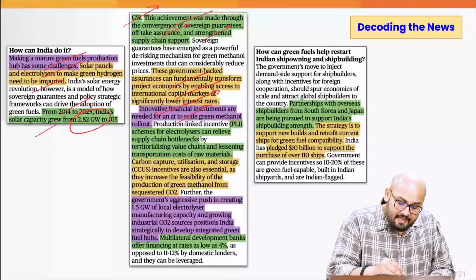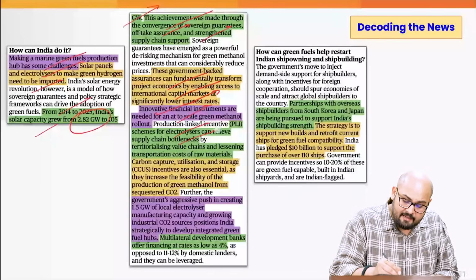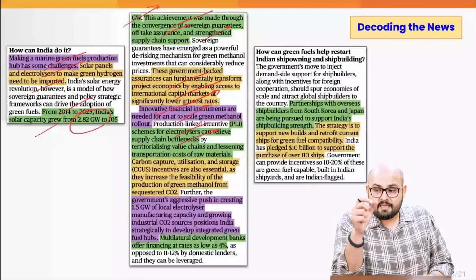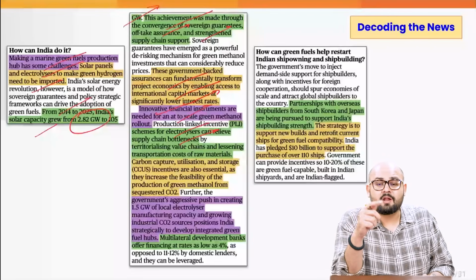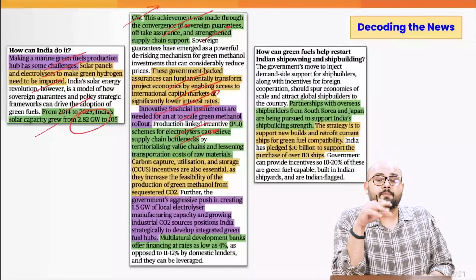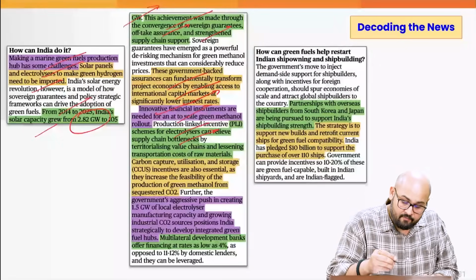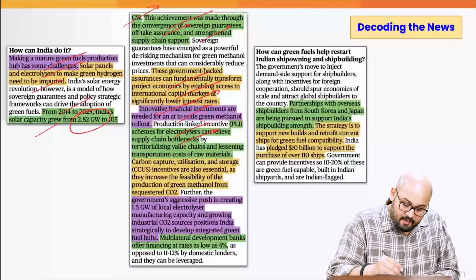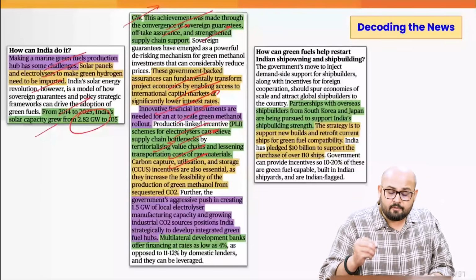The next aspect is that the PLI scheme for electrolyzers can relieve supply chain bottlenecks. We can also give incentives through PLI schemes for the production of electrolyzers, which are the core component for the production of green alternatives, for example green hydrogen or green ammonia, by localizing the value chains and lessening the transportation costs of raw materials.